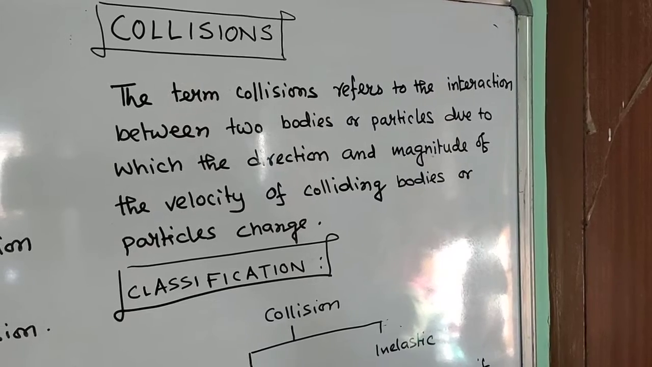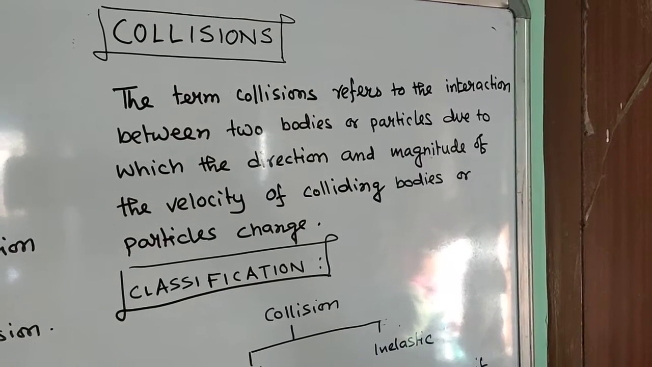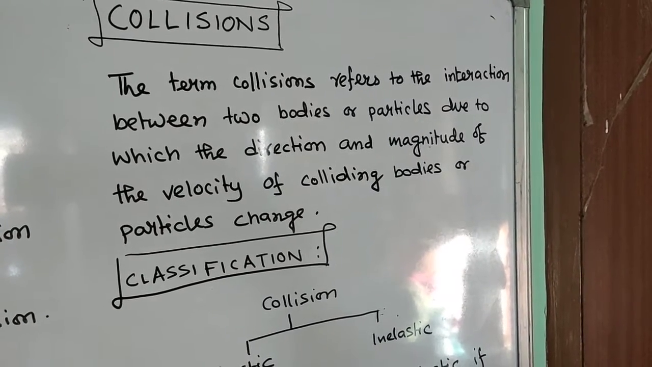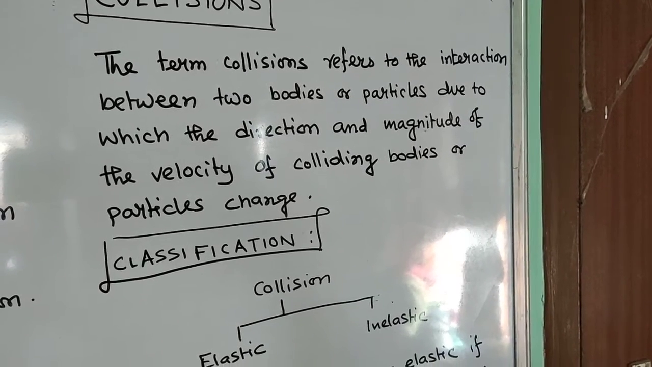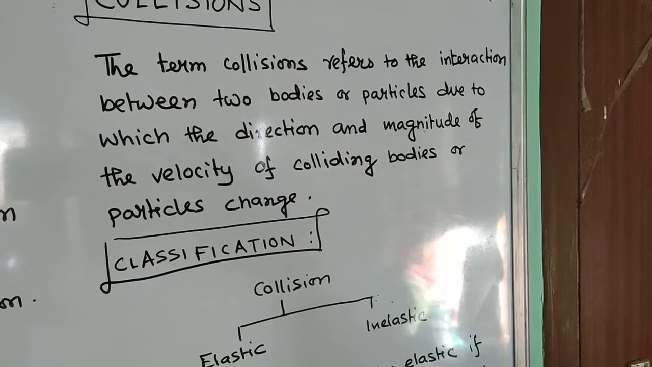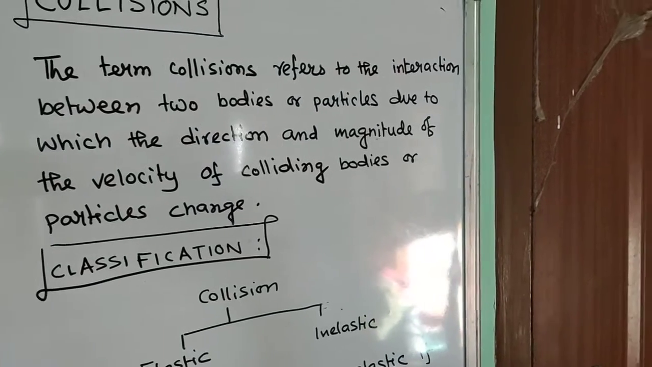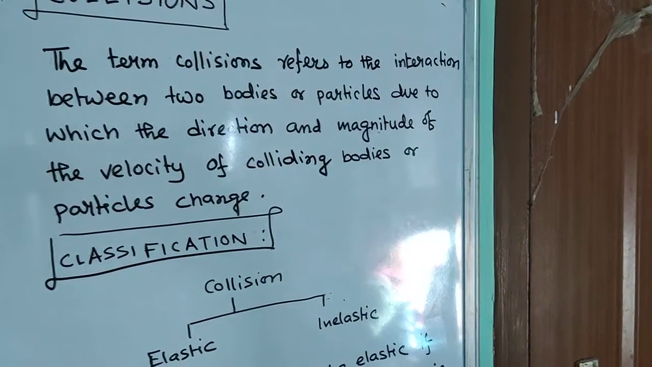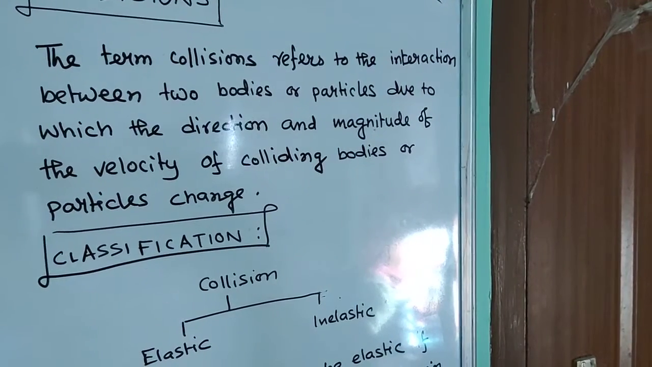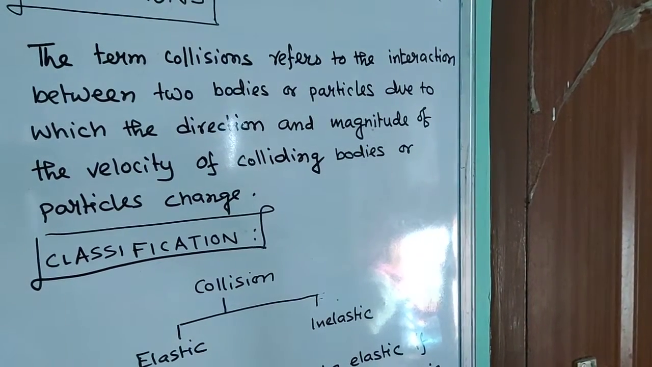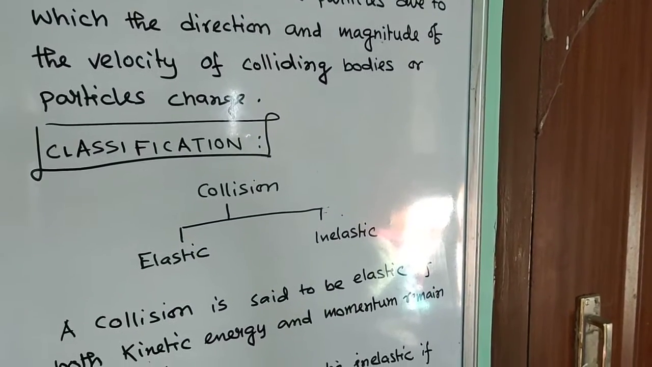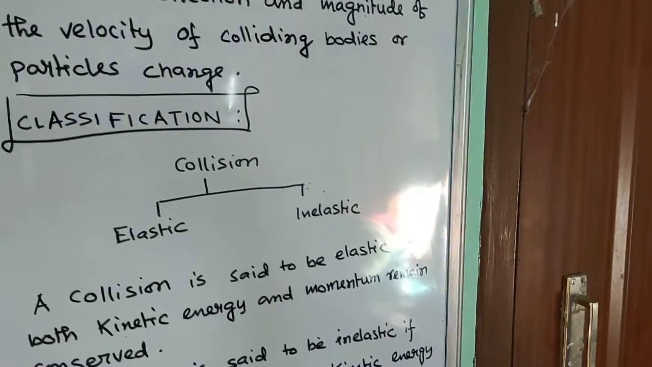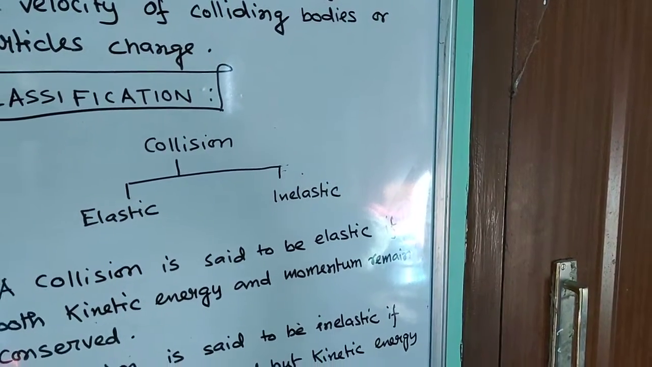Now let me continue. The term collision refers to the interaction between two bodies or particles due to which the direction and magnitude of the velocity of colliding bodies or particles change. So the direction as well as magnitude of the velocity of the colliding particles will change due to interaction, and that is nothing but collision. Now regarding classification, there are two types of collision: one is elastic collision and another one is inelastic collision.